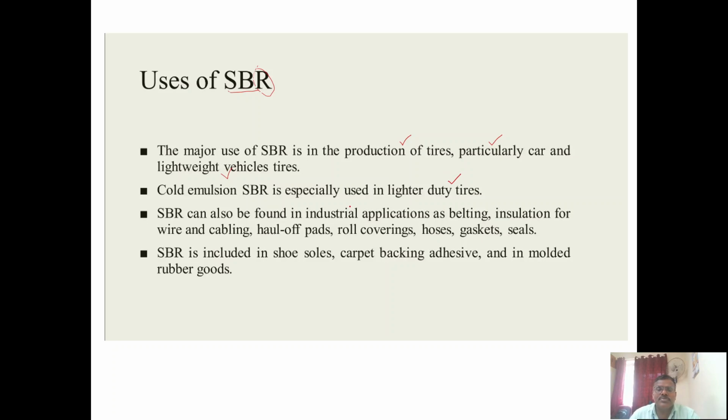It has a lot of industrial applications such as belting, insulation for wire, cabling, hull of pads, roll coverings, hoses, gaskets, and seals. SBR is included in shoe soles, cardboard packing and adhesives, and in molded rubber goods.